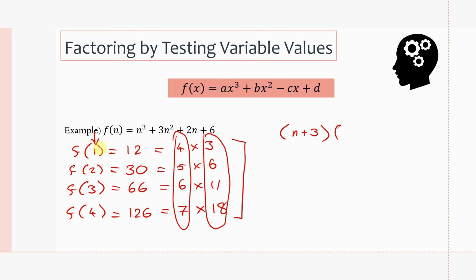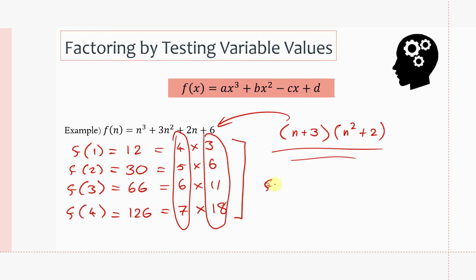So if you square 1, you add 2, you get 3. If you square 2, you get 4. You add 2, you get 6. If you square 3, you get 9. Plus 2, you get 11. If you square 4, you get 16. Plus 2, you get 18. So we can say that the other term is n squared, which is again this variable over here, plus 2, right? And that will actually be our factored form of this function.